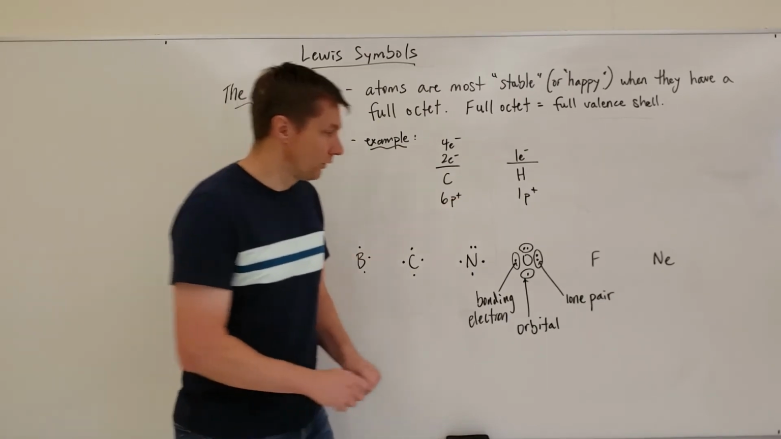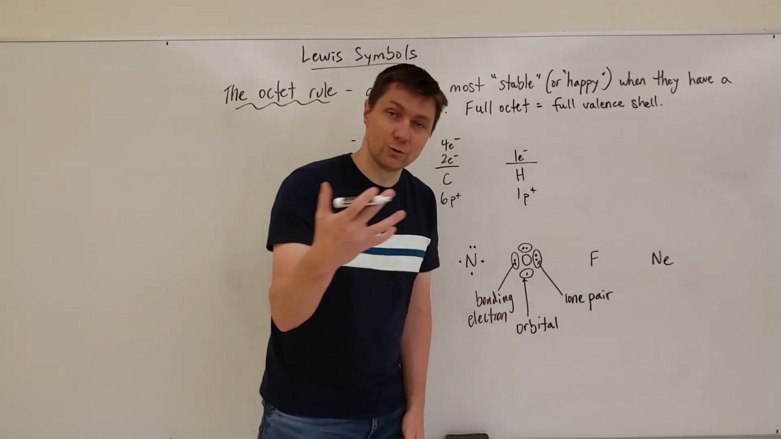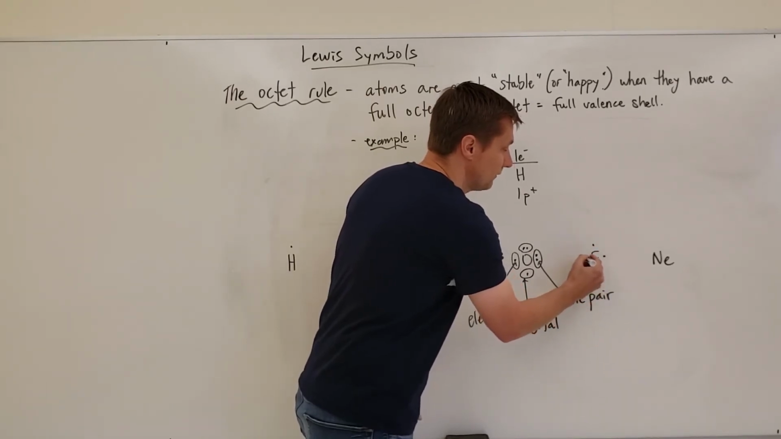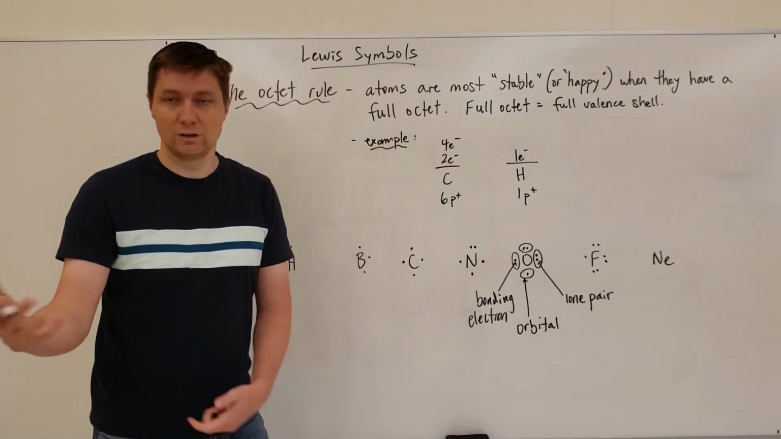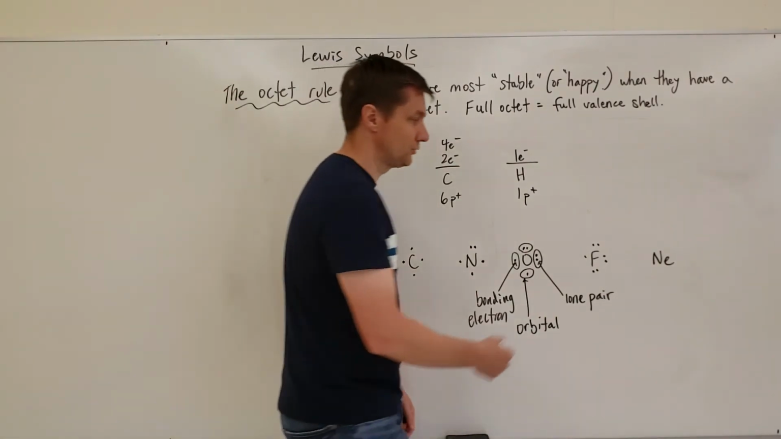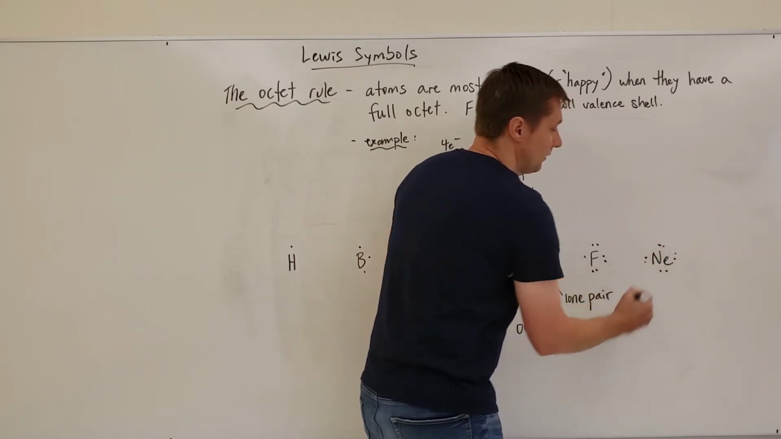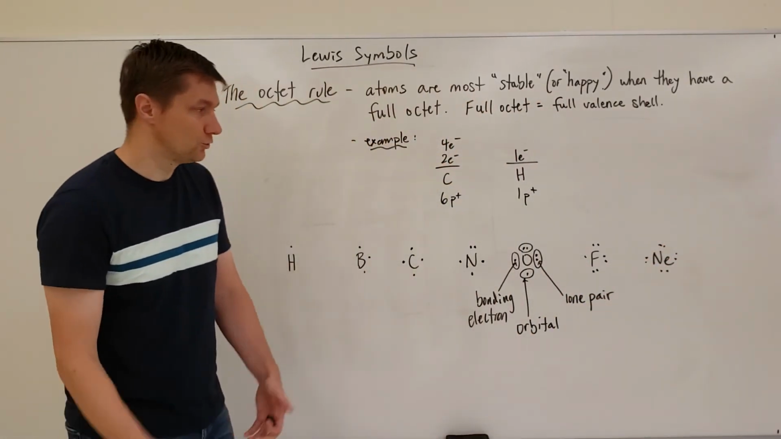If I go over here to fluorine, again, same thing. This one is in group 7, so it's got 7 valence electrons, so I can go 1, 2, 3, 4, 5, 6, 7. And then if you look, neon's in group 8, so again, 8 electrons. So 1, 2, 3, 4, 5, 6, 7, 8. And you can draw these fairly quickly.